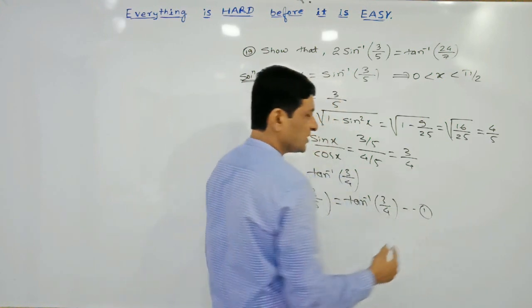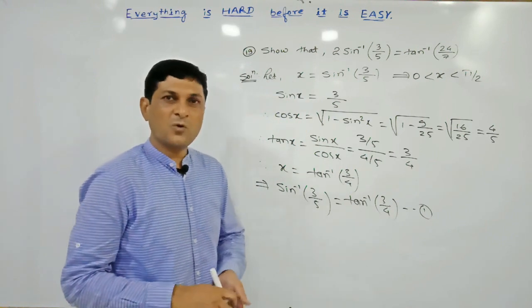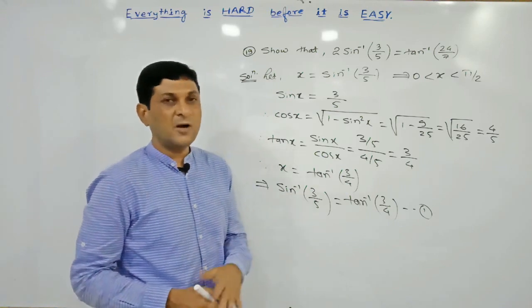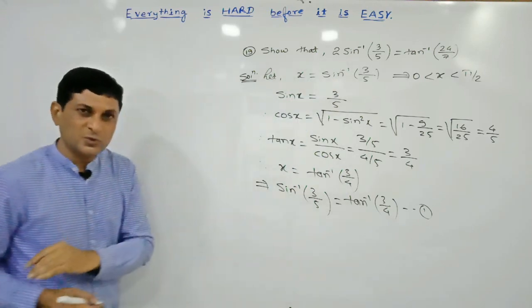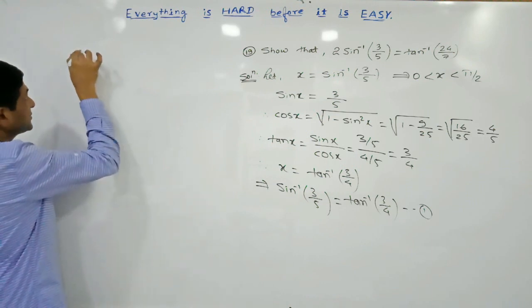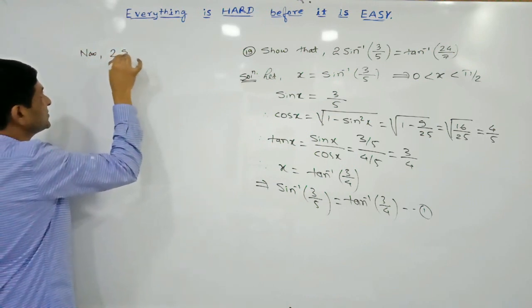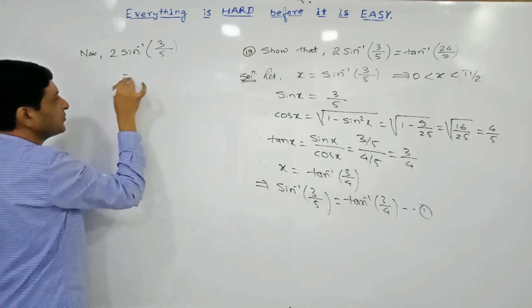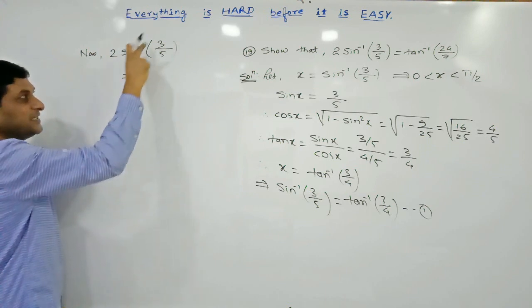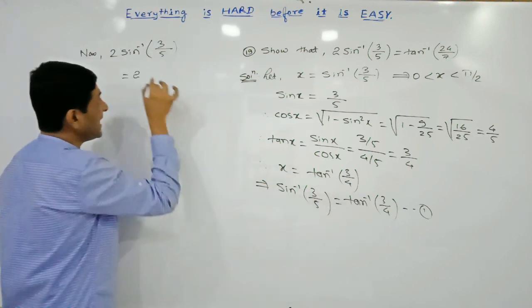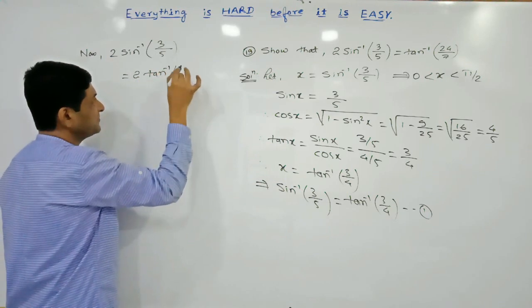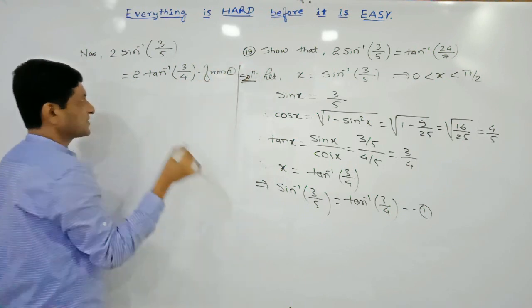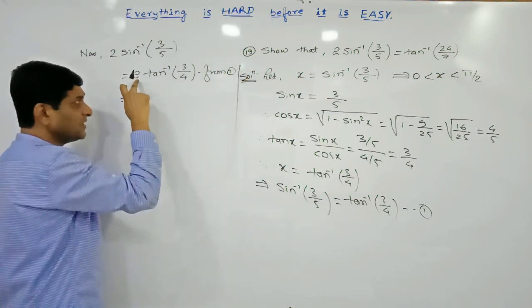Let us denote it by equation number first. In this way we have got the value of sin inverse in terms of tan inverse. Now let us consider the left hand side and try to show that its value is equal to the right hand side. So what is the left hand side here? 2 sin inverse of 3 by 5, which is equal to, I am not disturbing the 2, sin inverse of 3 by 5 will be equal to tan inverse of 3 by 4. This value I am substituting from equation number first.